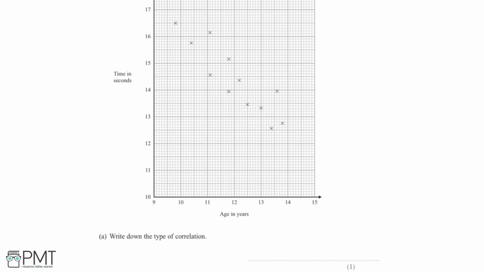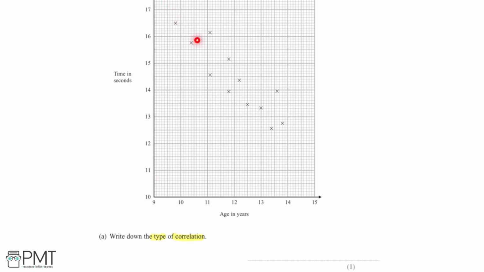Now for the first part of this question, we're asked to write down the type of correlation. So correlation between two variables basically is a way of showing how the two are related. So how time in seconds relates to age in years. And as we can see here, as the age is increasing, as the x values are increasing, the time in seconds is going to be decreasing.